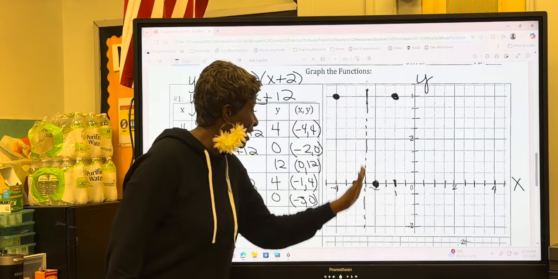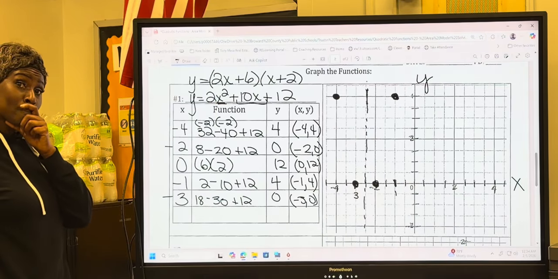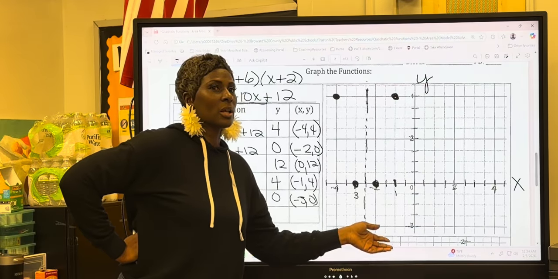Because don't this line go right in the middle of -2 and -3? Yes? So how come before when I said -3 you didn't do it? Because I didn't want us to build this side yet. I wasn't ready yet.